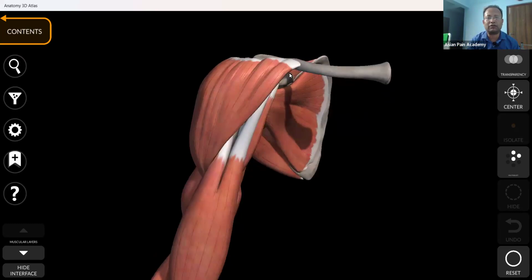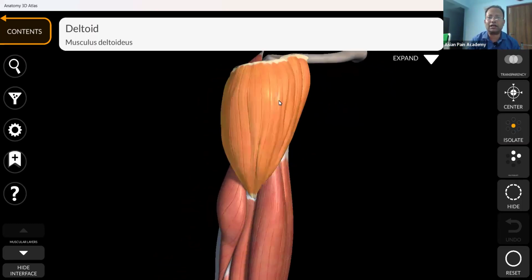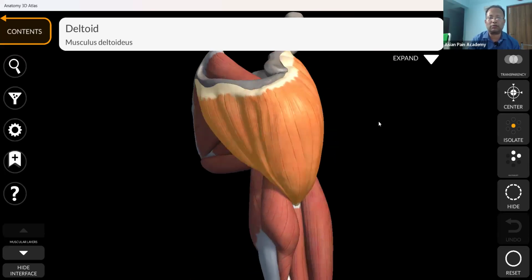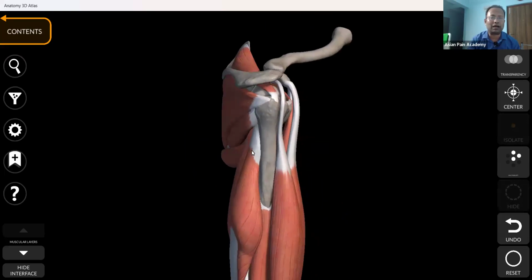So this is the front side of the shoulder. From here if we see, then this is the deltoid muscle. This is the most superficial muscle. Okay, so this is the deltoid muscle. If we remove this muscle, then we will see some other muscles.